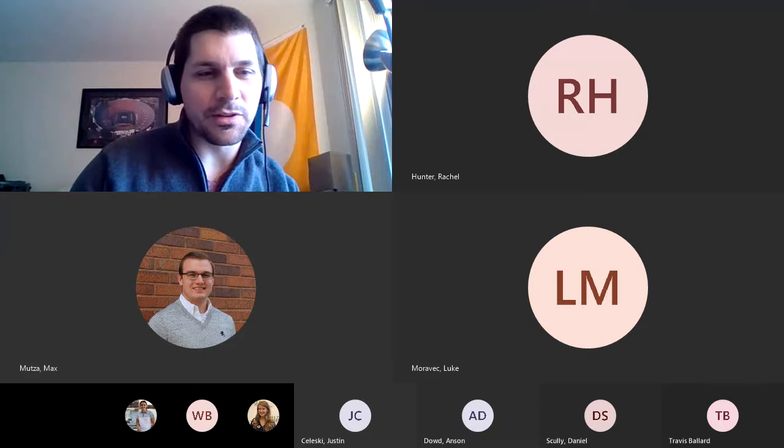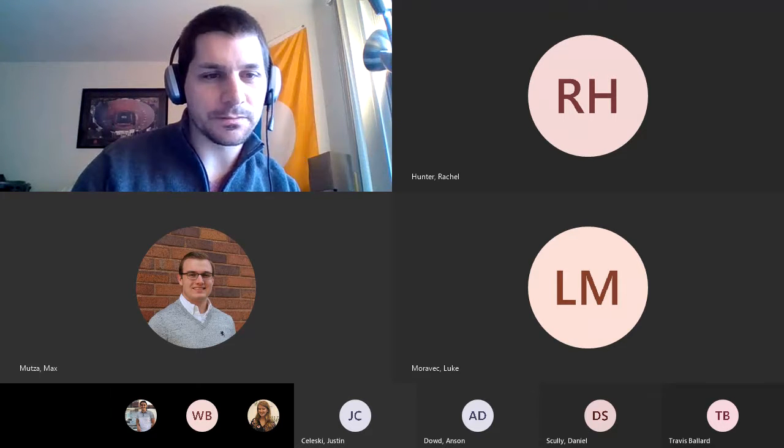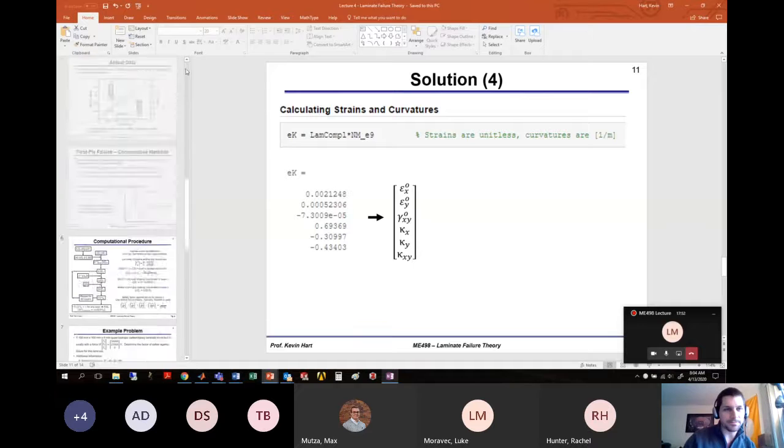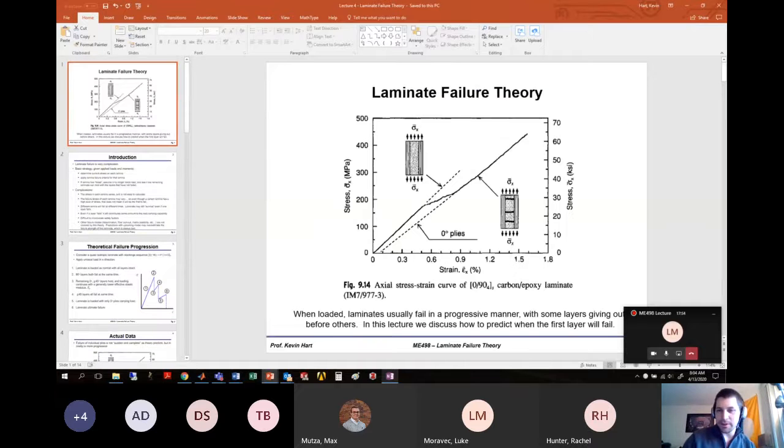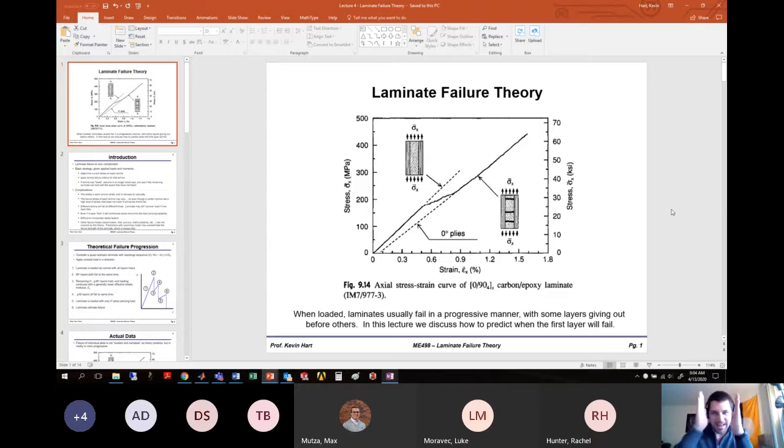Okay, so first thing I want to do is I'm going to share my screen and show up here at the top laminate failure theory. I really particularly like this graph here. Okay, so what you're looking at here, this is a stress strain curve for a 0-90-0 symmetric laminate. Okay, so 1 0 layer on the outside, 8 90 layers in the middle, and 1 0 layer on the outside. And this thing is just kind of pulled in tension along this x direction.